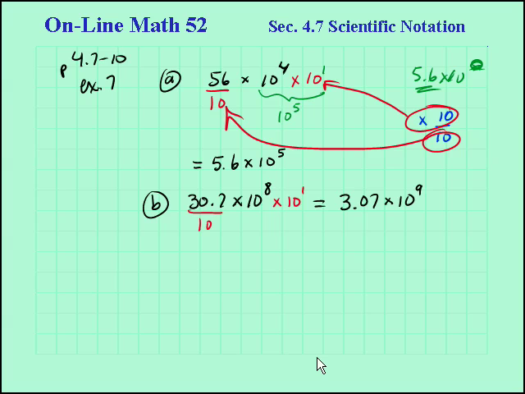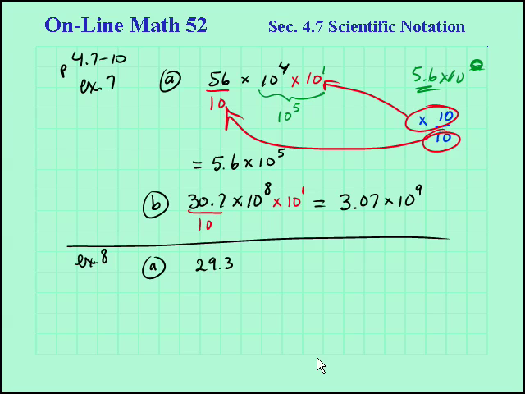It'll work very much the same. So here's example 8 on the next page. Here's A. We have 29.3 times 10 to the negative 5. Again, to get it to its proper form, we have to divide by 10, and in order to compensate, we have to multiply by 10, and I'll make that 10 to the first.